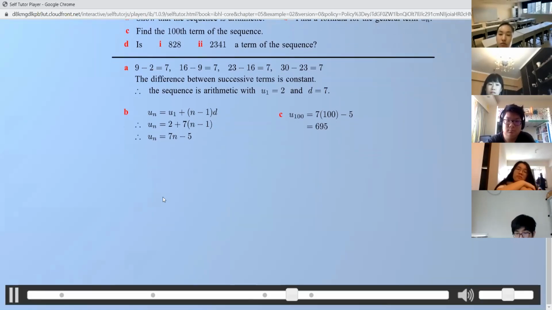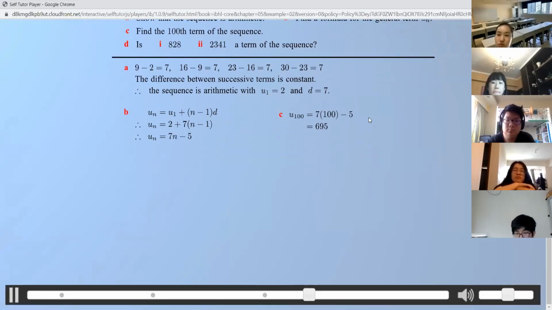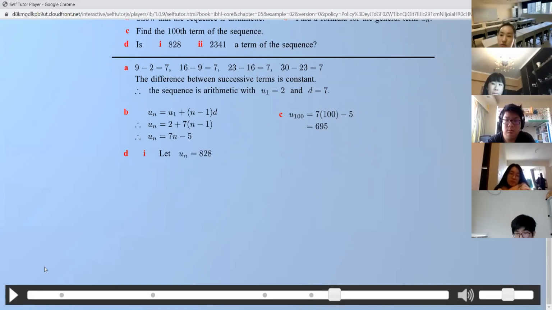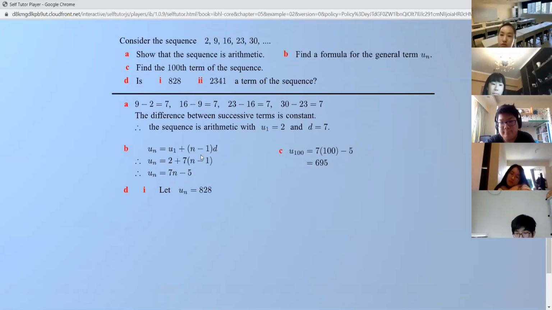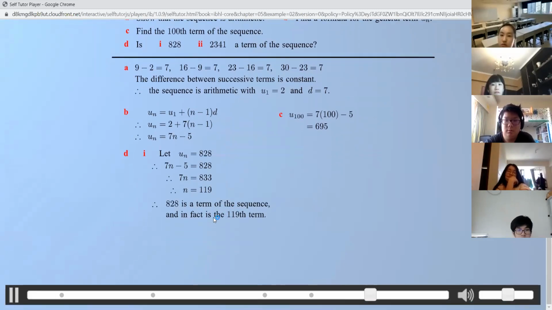Okay, quickly. The 100th term is the first term plus 99 lots of the common difference. To determine whether a number is a term in the sequence, we look for an nth term that equals that number. So if you want to know if this is a term, when I substitute any number, will I get 828? We just solve the equation and see which one makes sense. In part 1, this gives a linear equation which we solve for n. The solution is the positive integer 119. This tells us that 828 is the 119th term of the sequence.